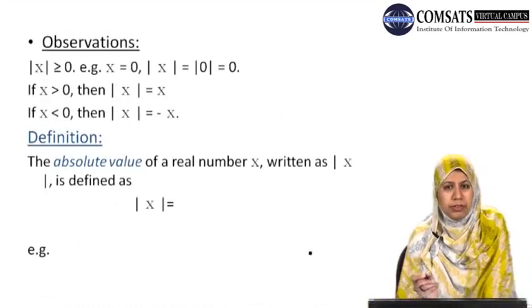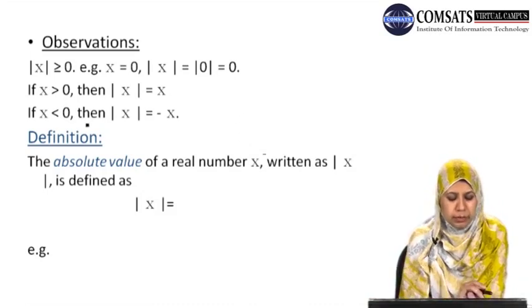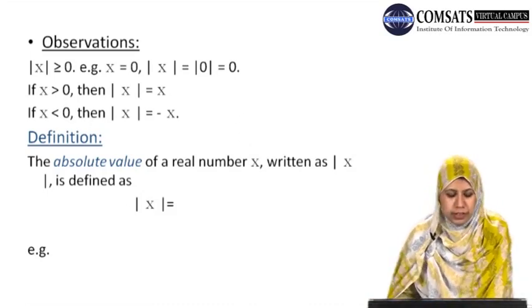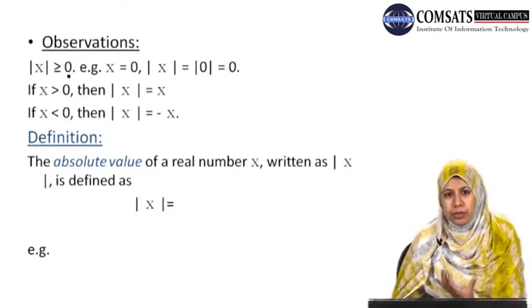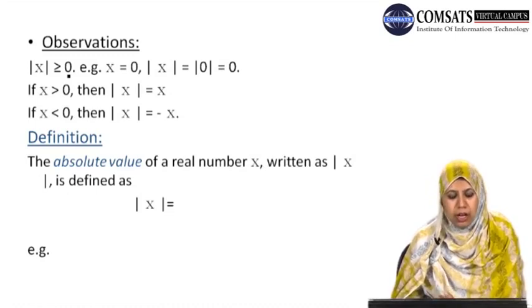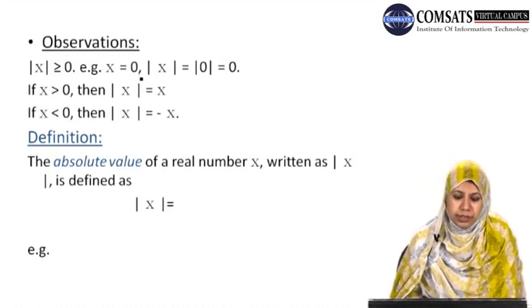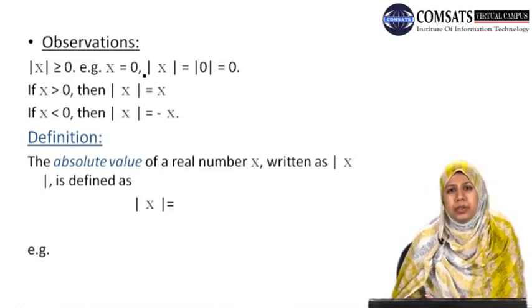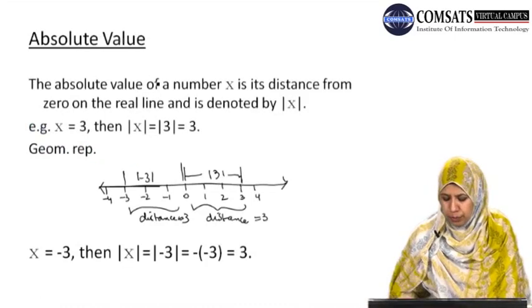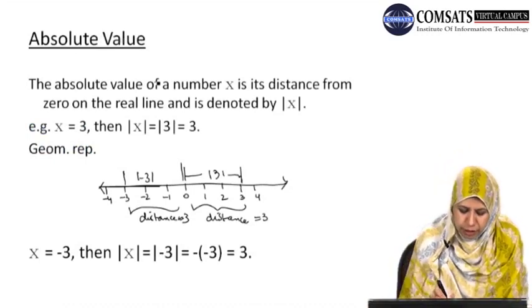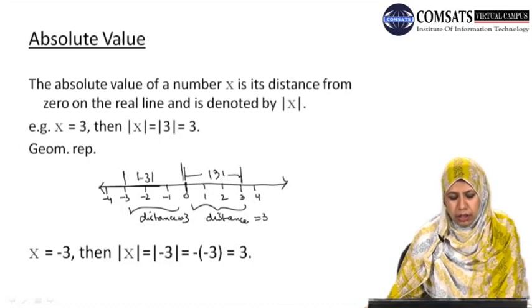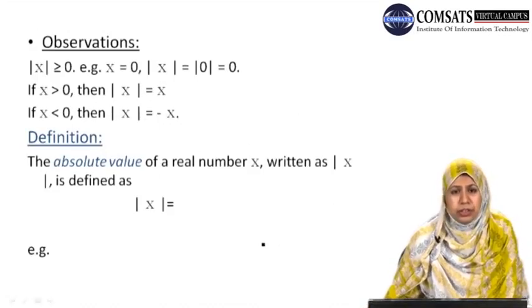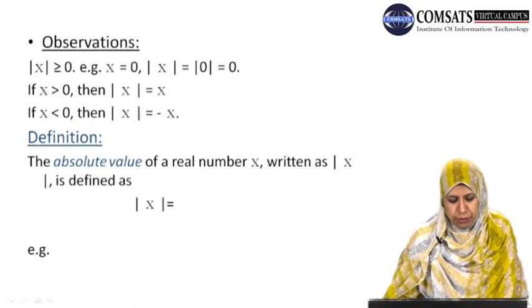Okay, what have we observed from our last example? That the absolute value of a number is always greater than or equal to 0, which means that the distance of a number from 0 is always positive, or equal to 0 whenever the number is 0. It is clear that when the number is 0, its distance from 0 will be 0. As we can see from our real line, if the number is 0, definitely its distance will be 0 units from 0.